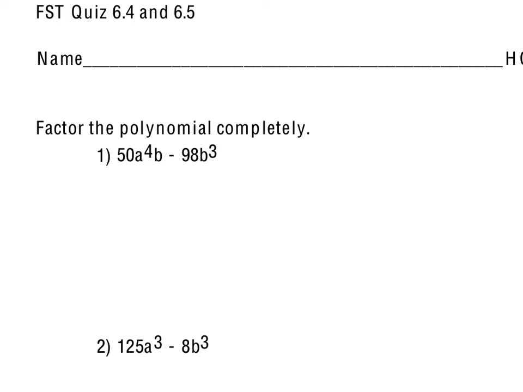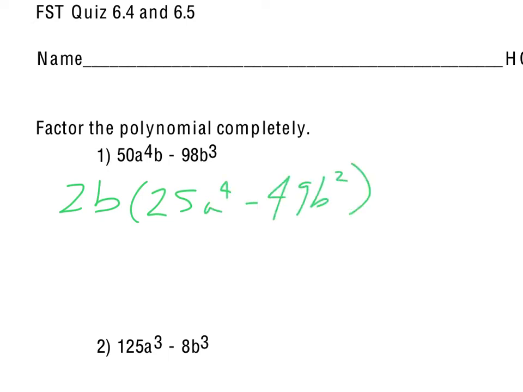Today we're going to look at our factoring quiz for sections 4 and 5 from chapter 6, starting with number 1 here. The very first thing we always want to look for when factoring is a common factor. So with the 50a to the fourth b minus 98b cubed, we can take a 2b out of everything. Once we do that, then we can see that we actually have a difference of squares.